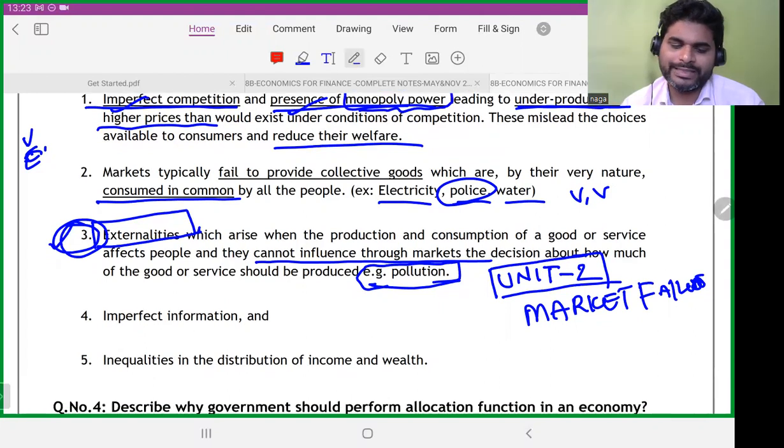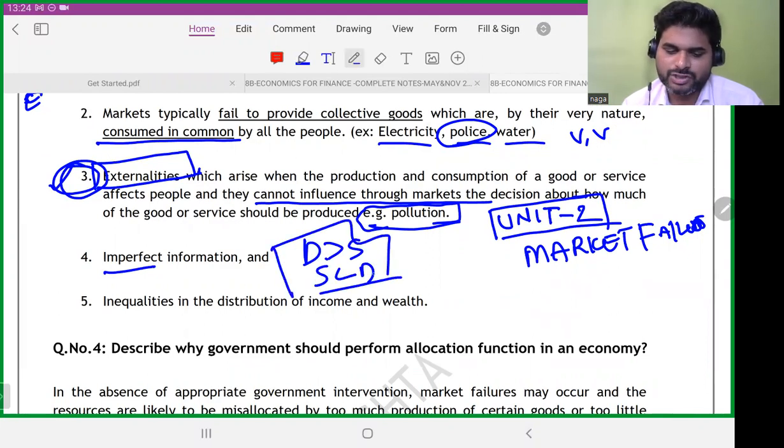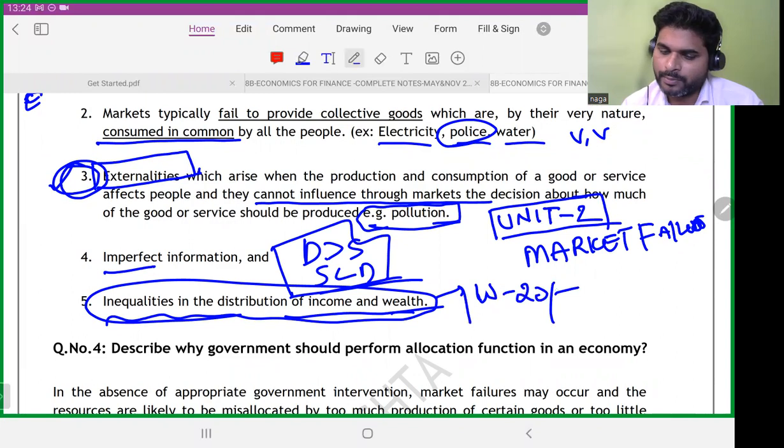And then we all know imperfect competition: demand is more than supply, supply is more than demand. These things. And inequalities. The most important thing is this: inequalities in the distribution of income and wealth. For example, assume electricity per watt is 20 rupees. Do you think a normal family can afford this? They will not if we leave it to the private sector.